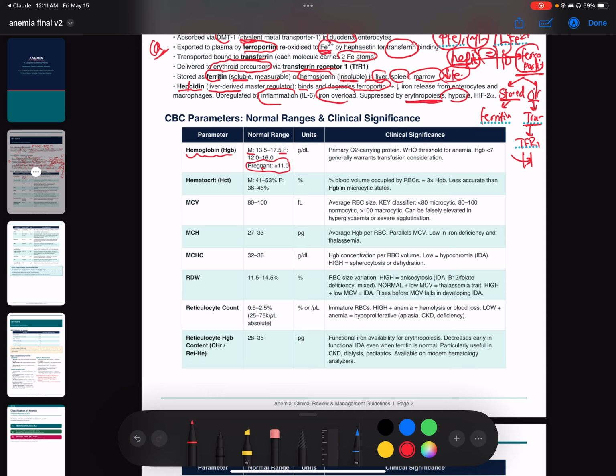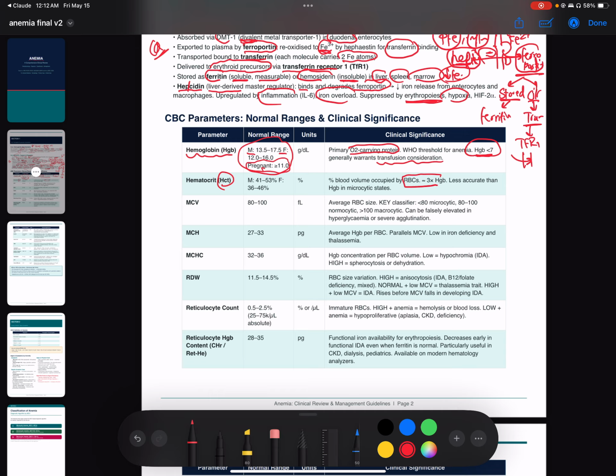And the main function of the hemoglobin is as an oxygen carrying protein. So RBCs circulate in the blood, RBCs have hemoglobin, and the hemoglobin carries oxygen and goes to the tissue to provide oxygen to the tissue. So those are the different ranges for hemoglobin. Whether it's male, female, or pregnant, any hemoglobin below 7 is considered severe anemia, and usually that's the threshold for transfusion.